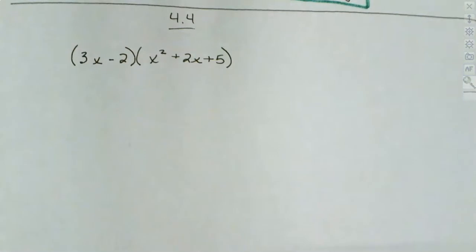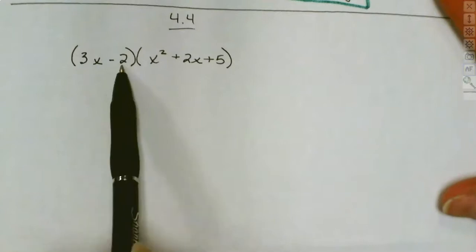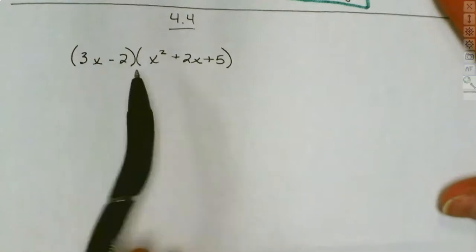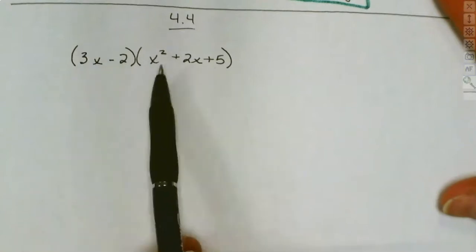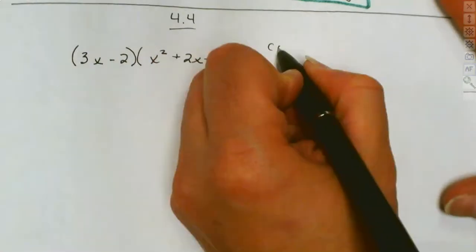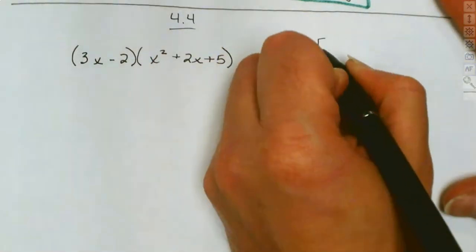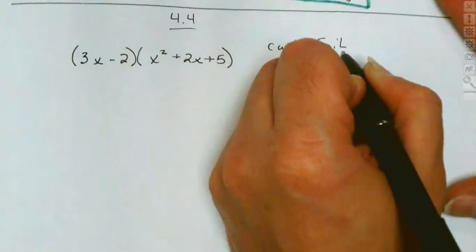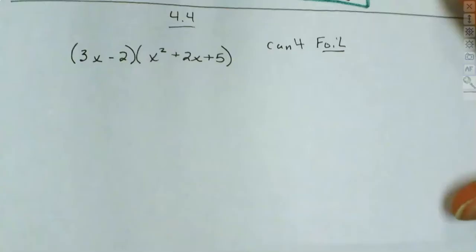Well, FOIL only works when you have two terms in each set of parentheses. So FOIL works with two terms in each one, so 4 terms total. Now, we have more than 4, don't we? Because we have 2 terms here. This is a binomial. And then we've got 3 terms over here. So we can't FOIL. It's going to be too large to FOIL. So we're not going to be able to FOIL this one out.